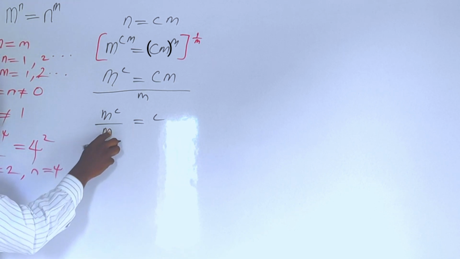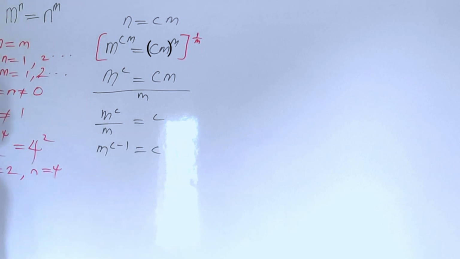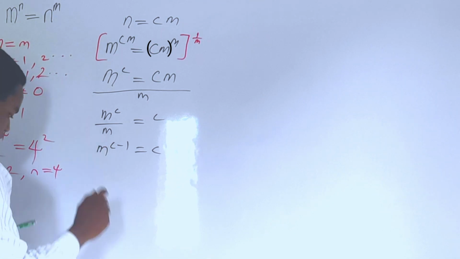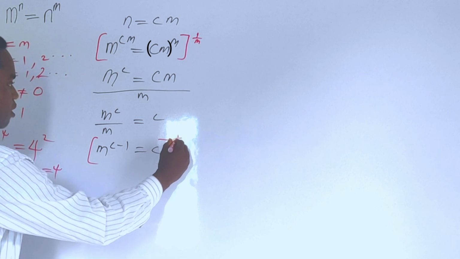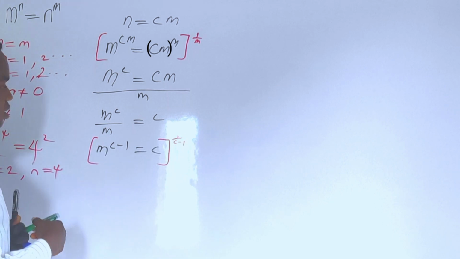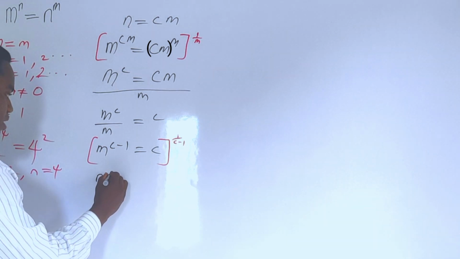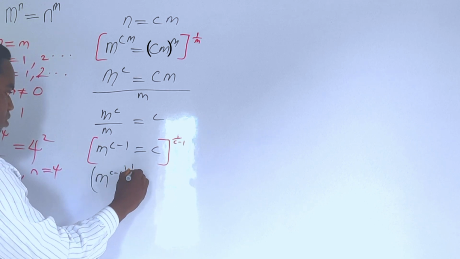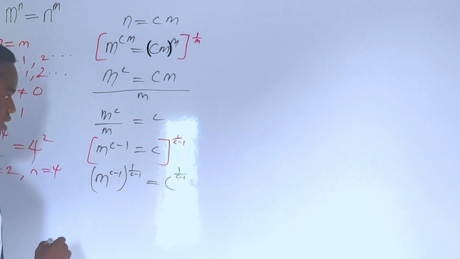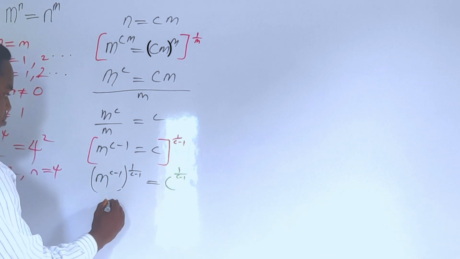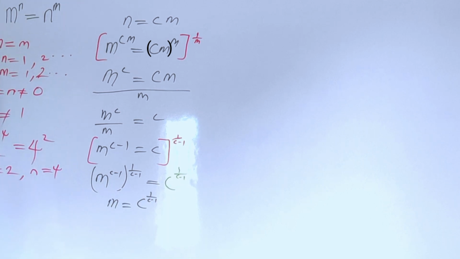So applying the law of indices, this is the same as m raised to power c minus 1, and that's equal to c. Now I will try to put all the c on one side, and I can do that by expressing both sides to the power of 1 all over c minus 1. Let's do that. So we'll have m on the left hand side, and that will be equal to c raised to power 1 divided by c minus 1. I hope you agree with that. So we have m is equal to c raised to power 1 all over c minus 1.